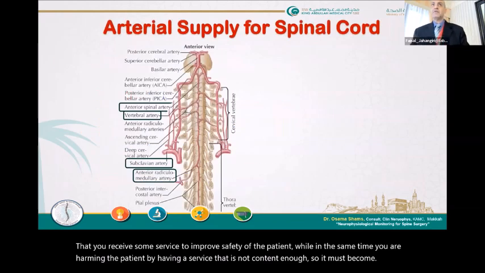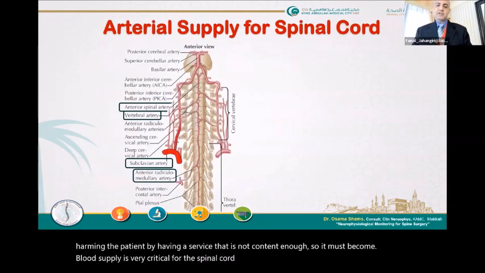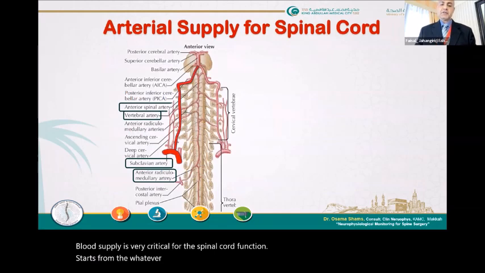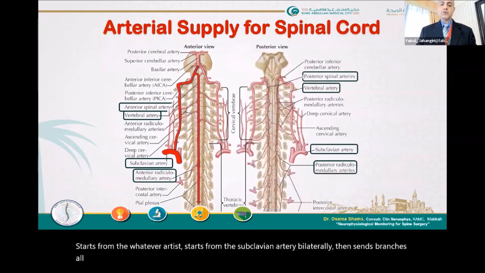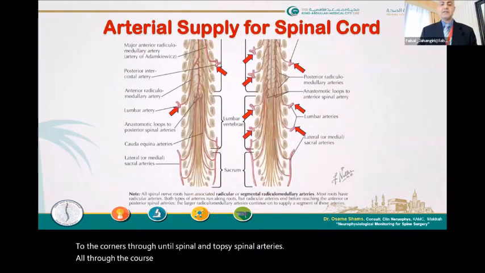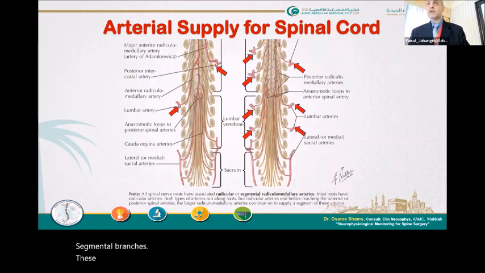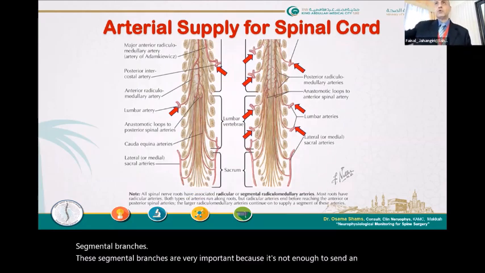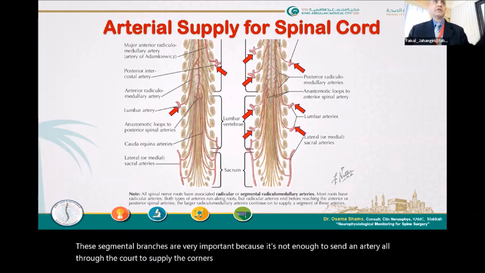Blood supply is very critical for the spinal cord function. It starts from the vertebral artery, which starts from the subclavian artery bilaterally, then sends branches all through the cord down through the conus, through the anterior spinal and two posterior spinal arteries. All through the course, it receives segmental branches. These segmental branches are very important because it's not enough to send an artery all through the cord to supply the conus.